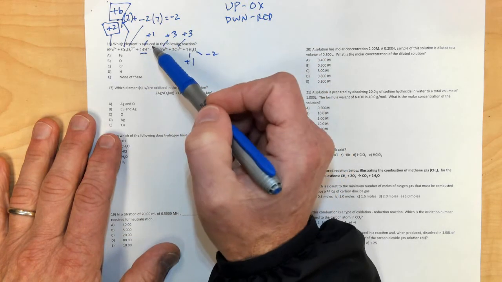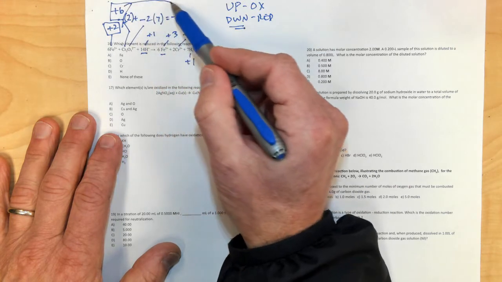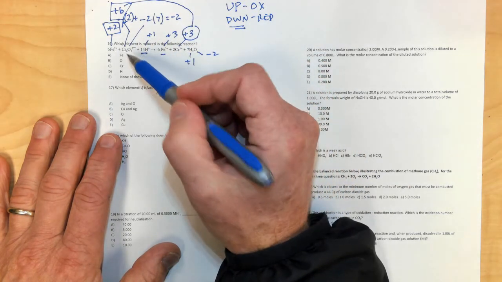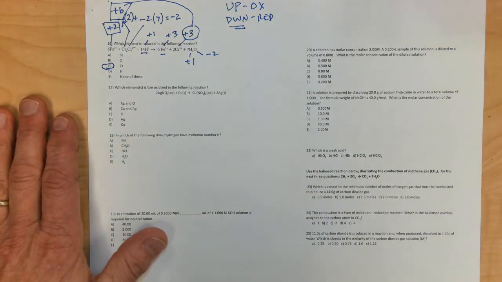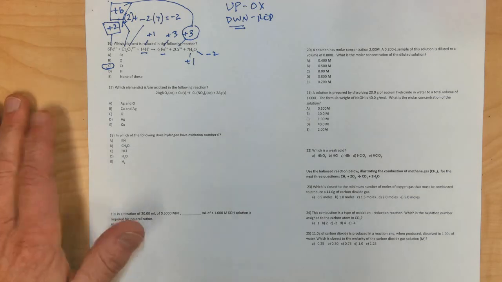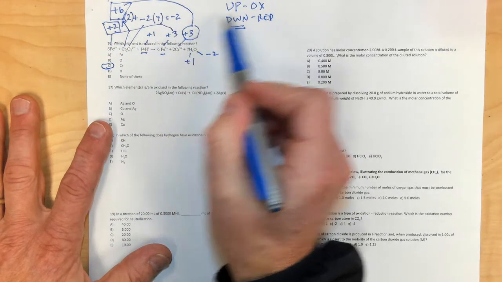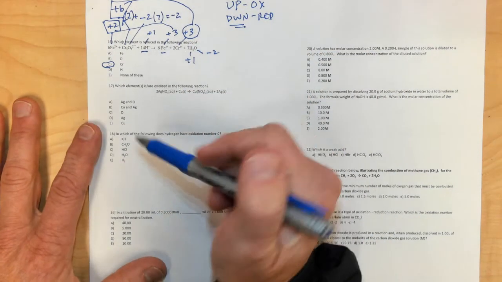So the element that is reduced is the one that goes down in charge, and so chromium goes from +6 down to positive 3. So the reduced species is the chromium. By the way, they could change that question. They say which thing is oxidized, which you'll notice iron goes from positive 2 to positive 3. That goes up in charge, and so iron would be your oxidized species.